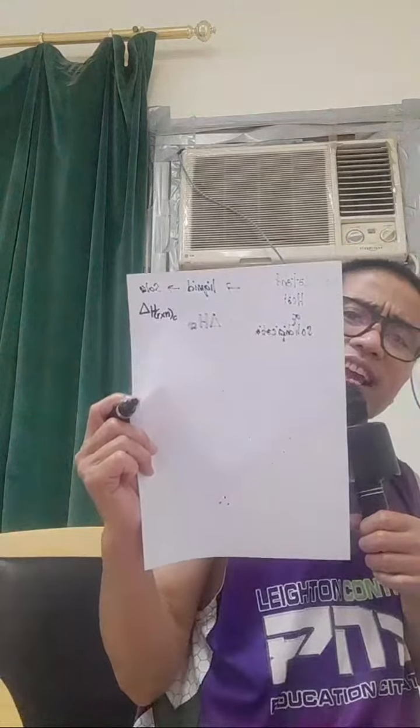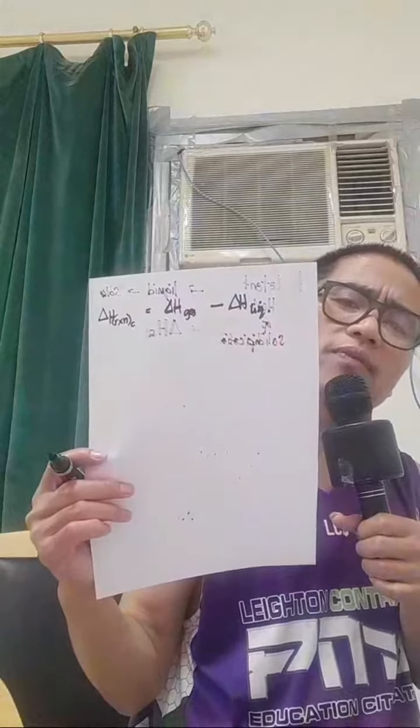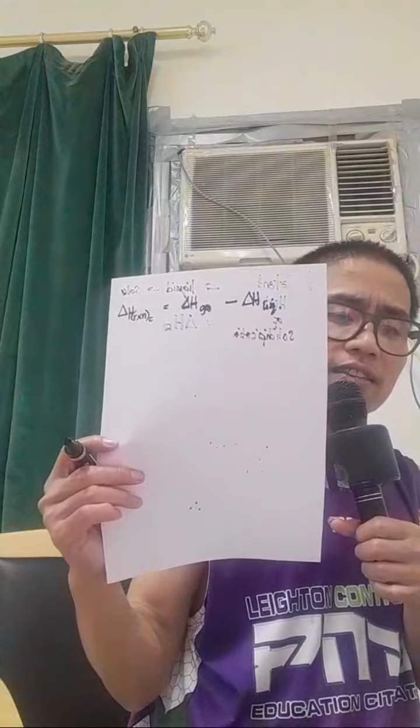So this is the enthalpy change of the reaction of the process known as condensation. Because it is a change from gas to liquid, it is equal to the enthalpy change of a gas minus delta H of a liquid. Let's specify the phase to be sure. Delta H gas minus delta H liquid.